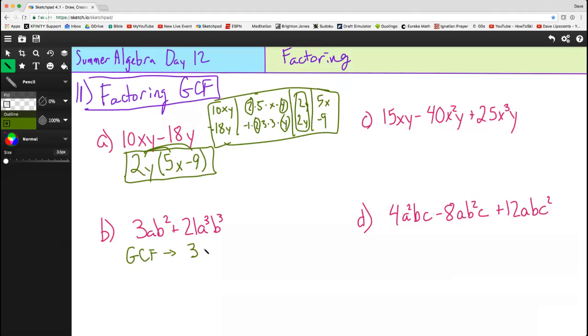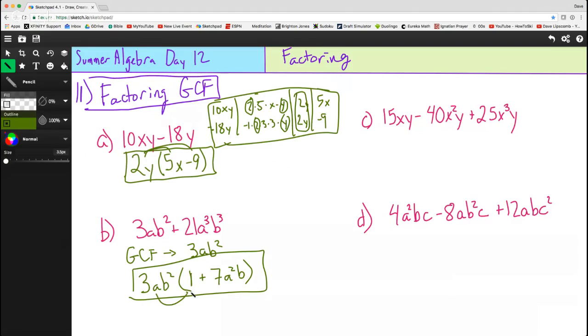So this GCF is 3ab squared. So our answer is 3ab squared. Now remember, whenever we take our whole GCF out of a term, we have to leave a 1 here. And it's plus 7a squared b. And you can check your answer. I encourage you always to check your answer by multiplying back. And so you get 3ab squared plus 21a cubed b cubed.